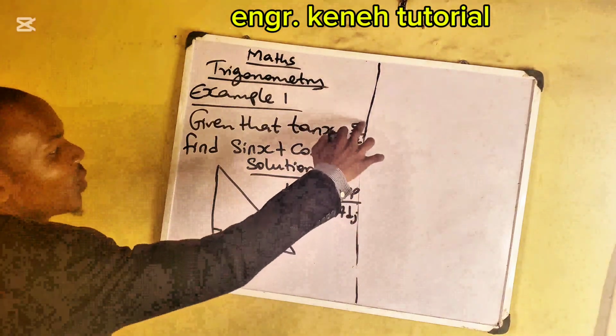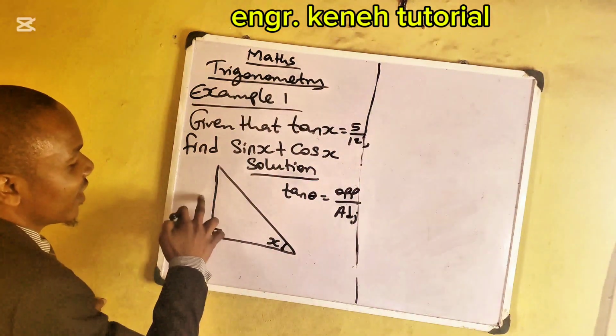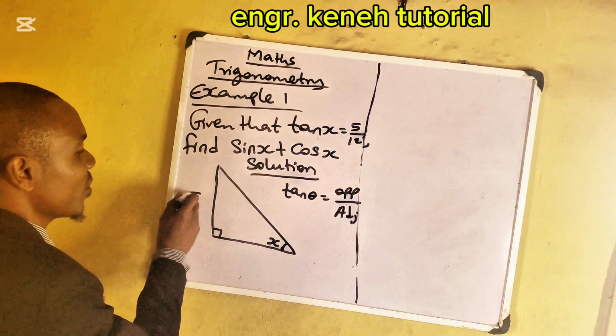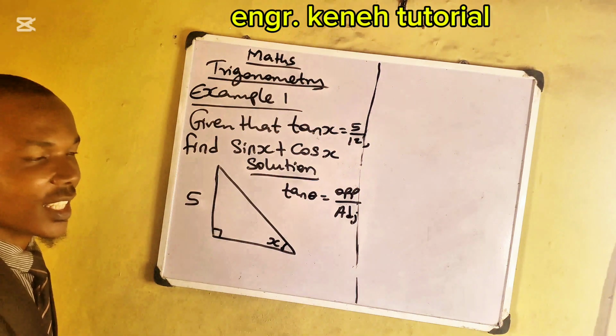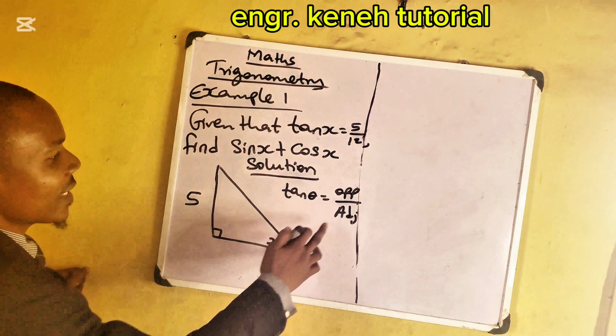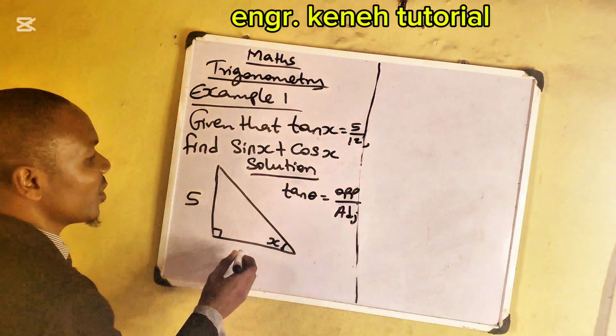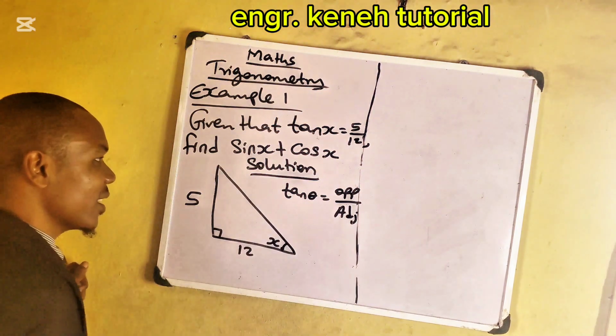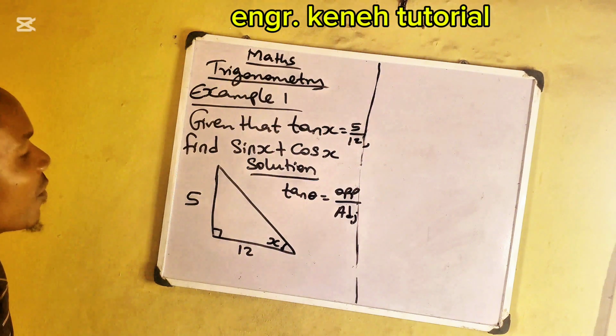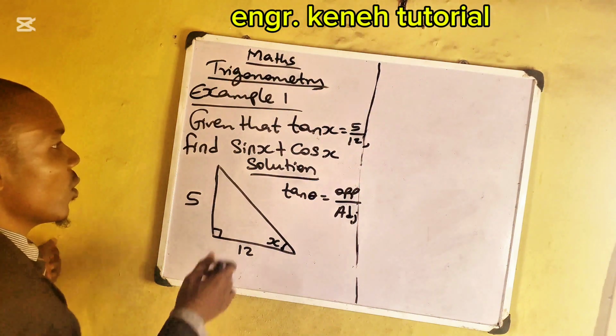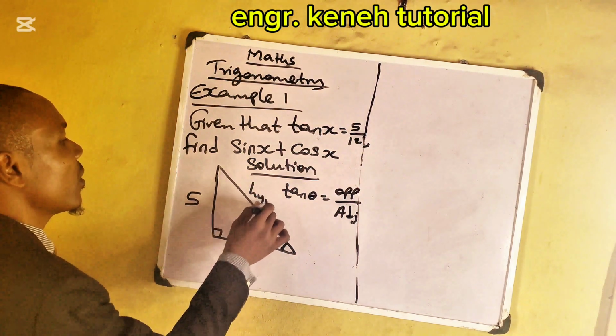That means opposite is 5. So if here is theta, here is the opposite, and here is 5. Can you see that? That is it. Then adjacent, remember this is the hypotenuse. So adjacent should be this one, which is 12. Can you see that? Is it clear? So we have something like this. All right, so we have the hypotenuse like this.